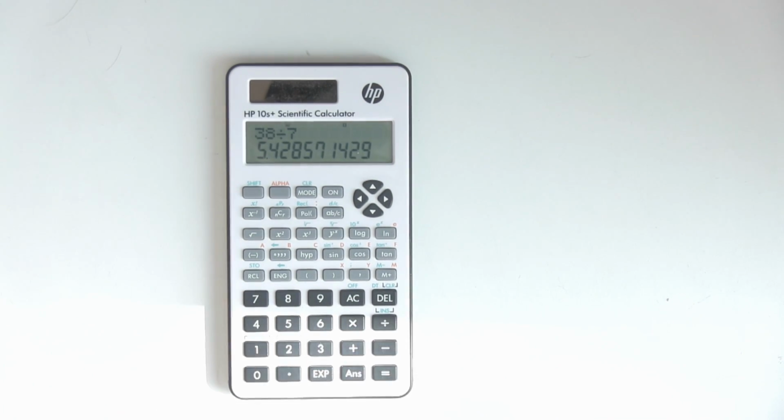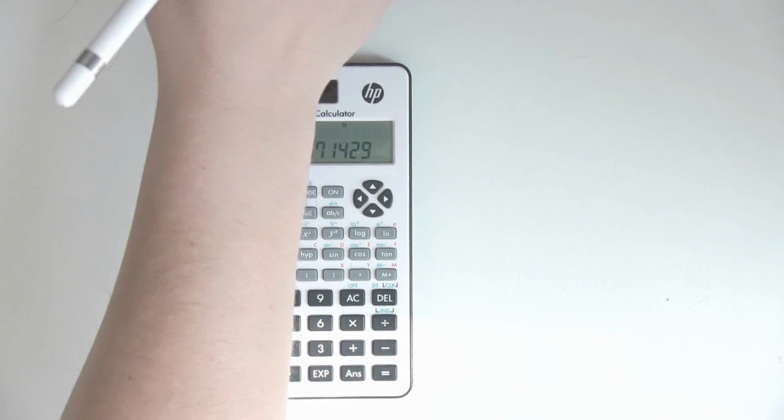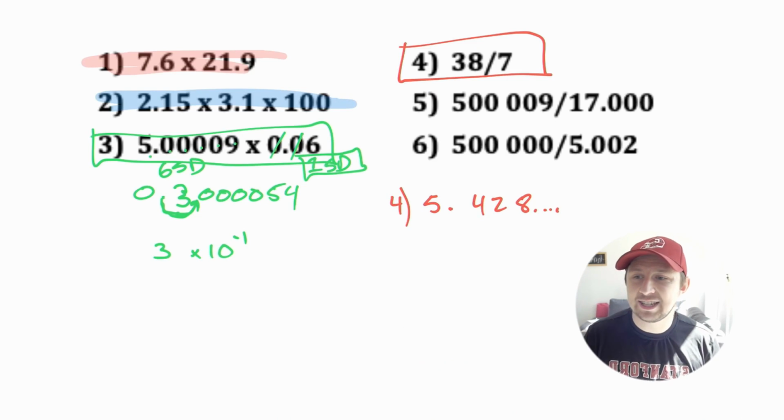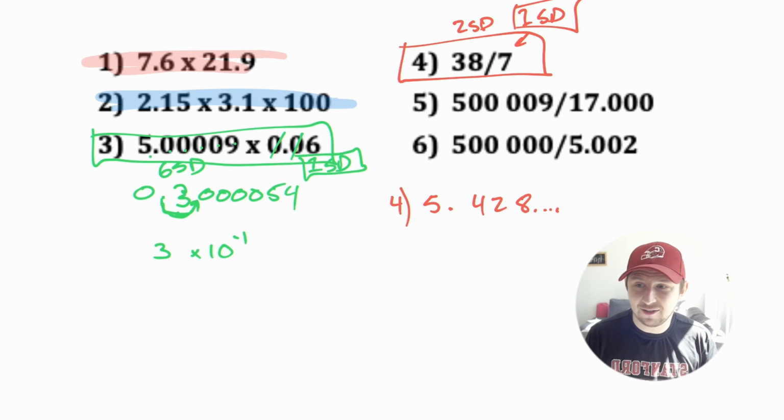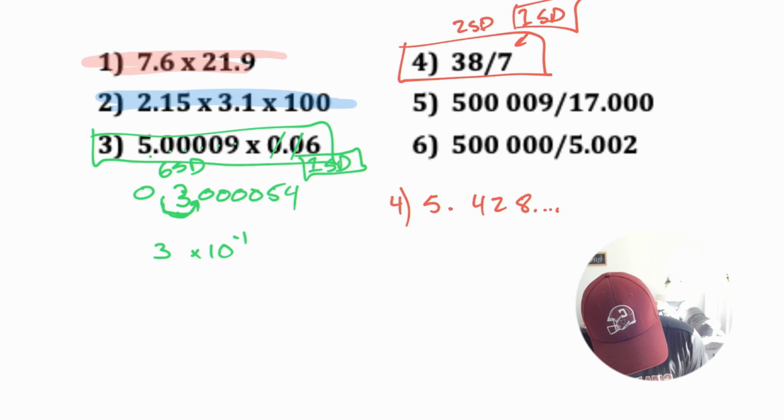That gives me an answer of 5.428 dot, dot, dot, so many more numbers, all right? We need to express this to the appropriate number of significant digits. Now, we count here. We've got 2 significant digits here. We've got 1 significant digit here. So we need to express it to 1 significant digit.